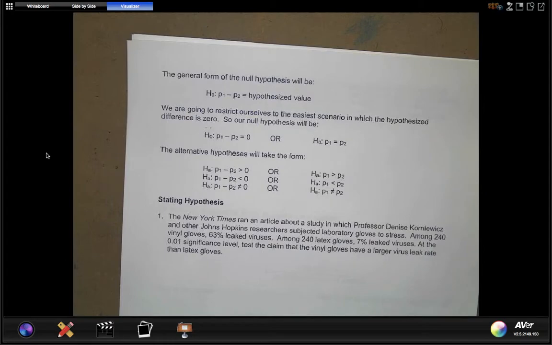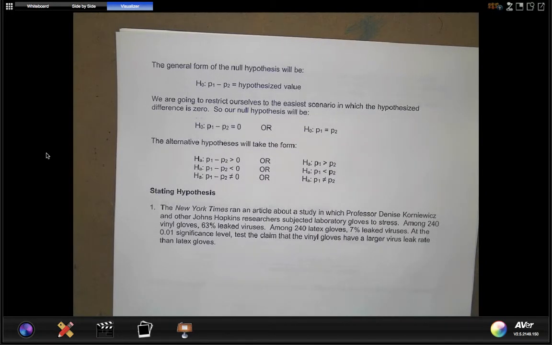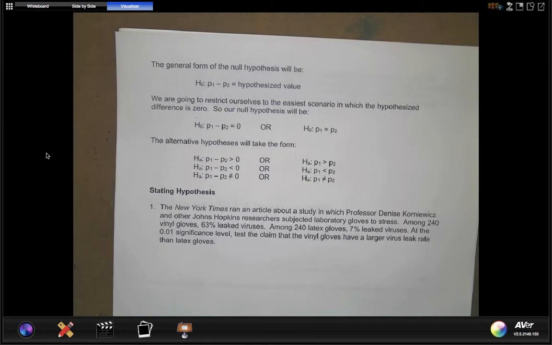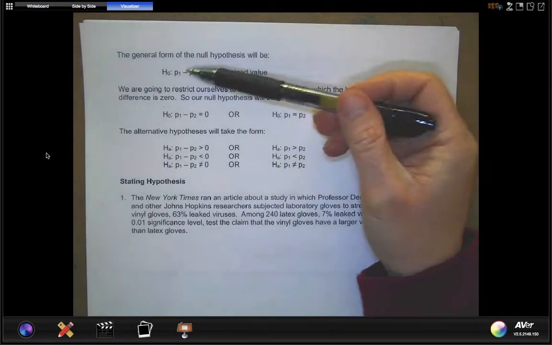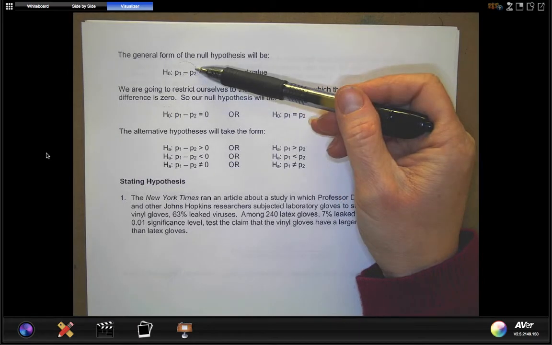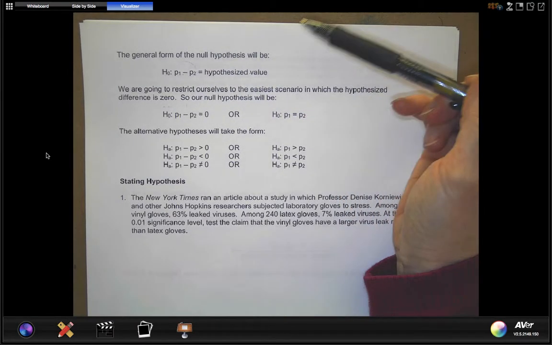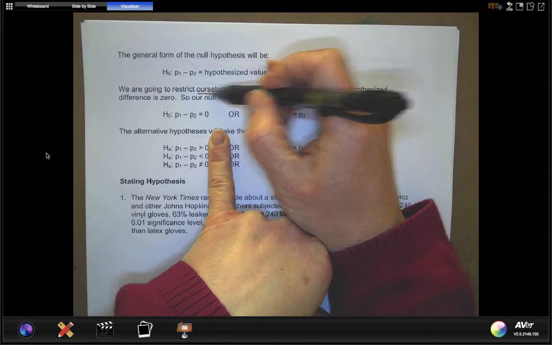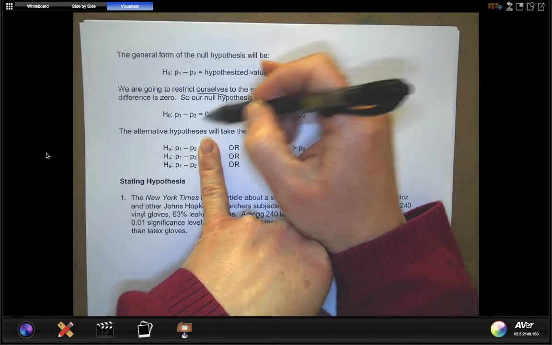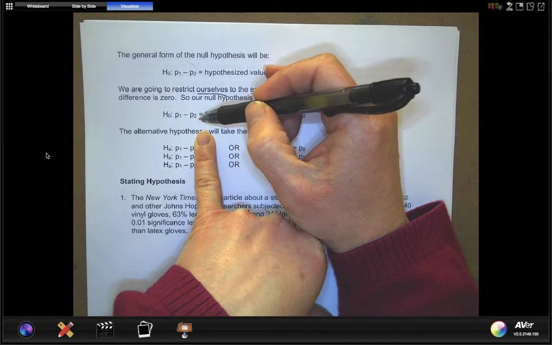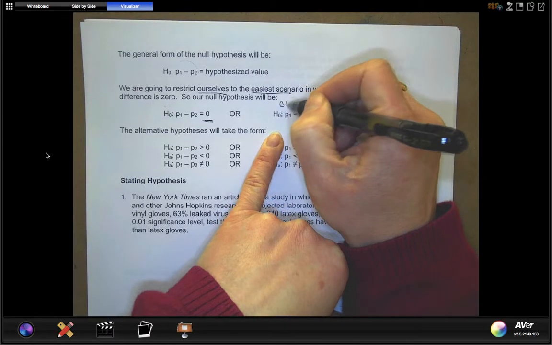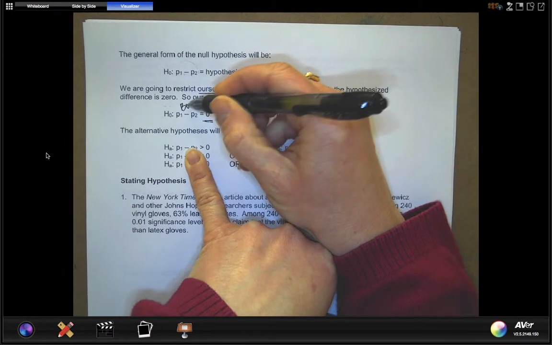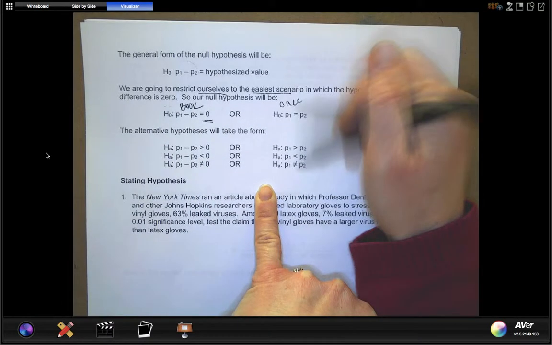So when we are doing our significance tests for 2 samples, our null hypothesis is that P1, remember we're always looking at the difference in the proportions, so P1 minus P2 is equal to some hypothesized value. We're going to restrict ourselves to the easiest scenario in which the hypothesized difference is 0. So it's like saying P1 minus P2 is equal to 0, or P1 is just equal to P2. This is the way the calculator does it. This is the way your book writes it. I don't care which way you write it. I'm going to write it this way because that's how the calculator looks.